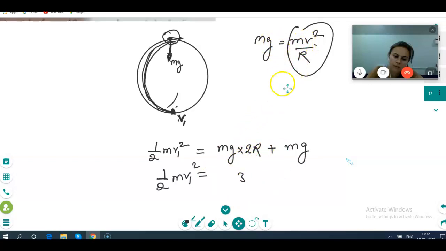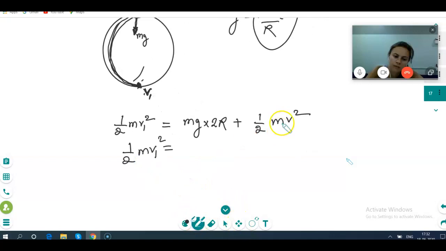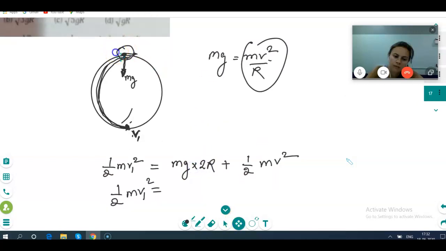You can remove m. No, no, mg into h. Oh, sorry, mistake I did. See, this is the potential energy here, plus half mv², the kinetic energy here. So 1.5 mv² is the kinetic energy, where v is the velocity on the top. But mv² is equal to how much here?